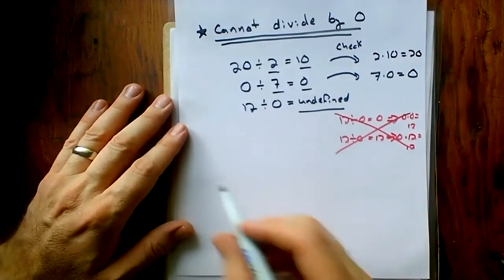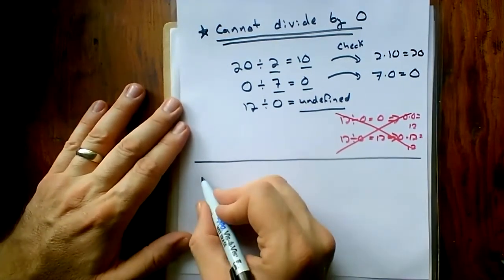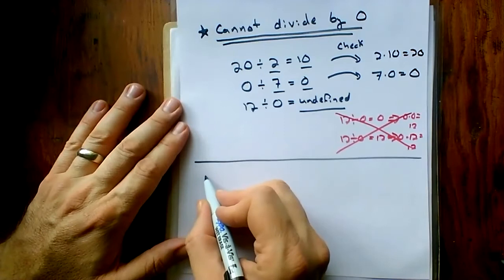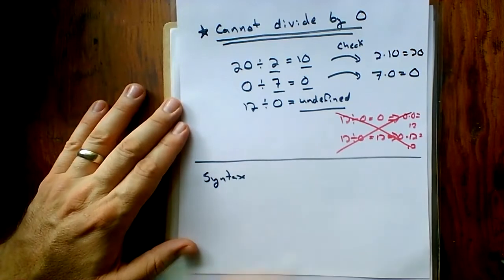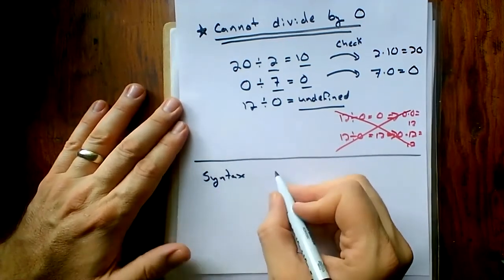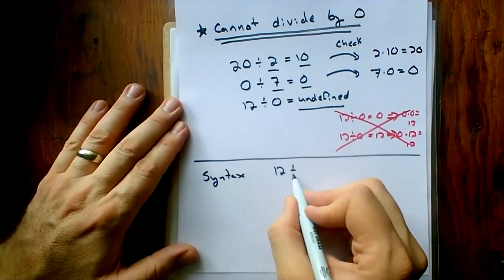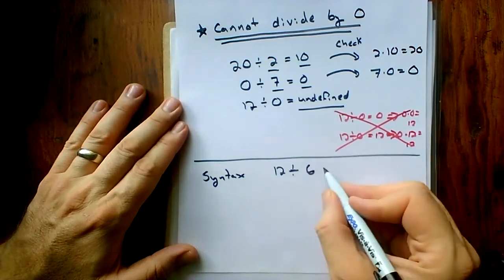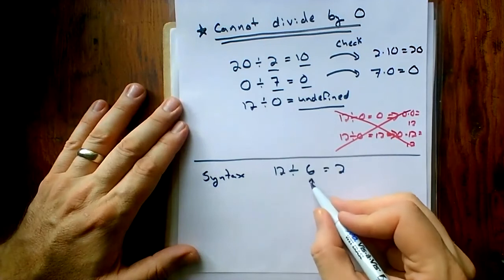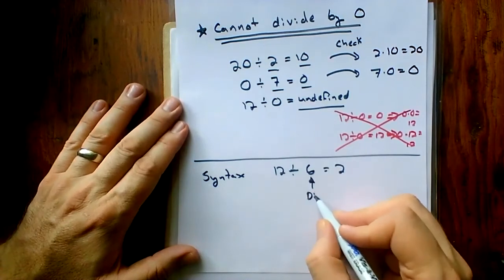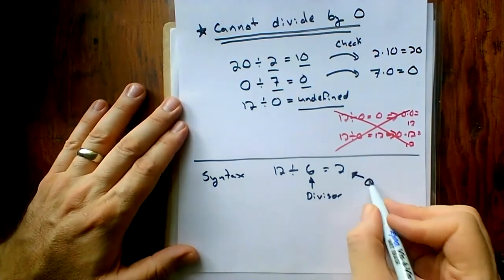Something else you should know is there are a couple different ways of writing division. So let's talk about some of our syntax, or our terminology. If I've got something like 12 divided by 6, and I say this is equal to 2, the names of things here: what I'm dividing by is called our divisor. Our answer is called the quotient.